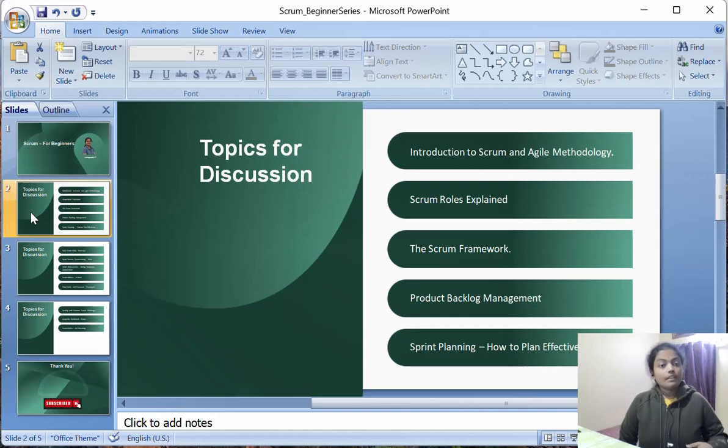The next one is different Scrum roles that we have, like product owner, Scrum master, development team. What exactly those roles are and what are their responsibilities? All those things we will be seeing in this topic.